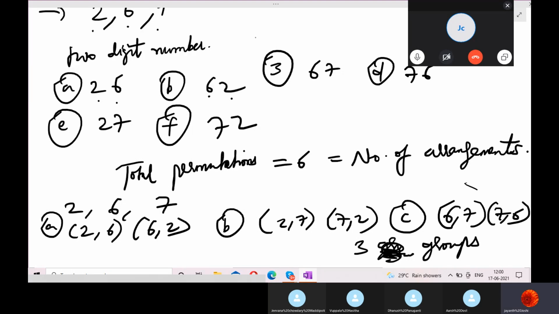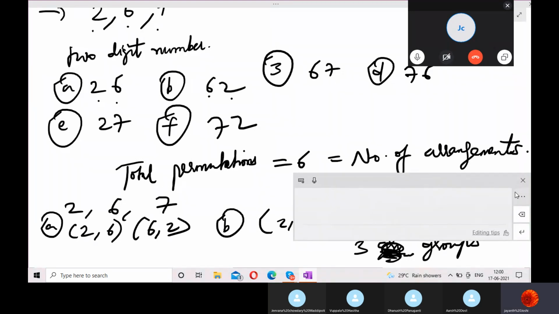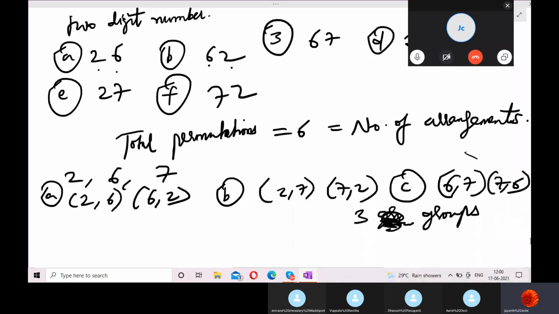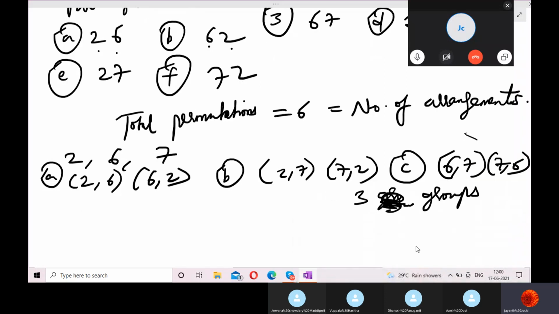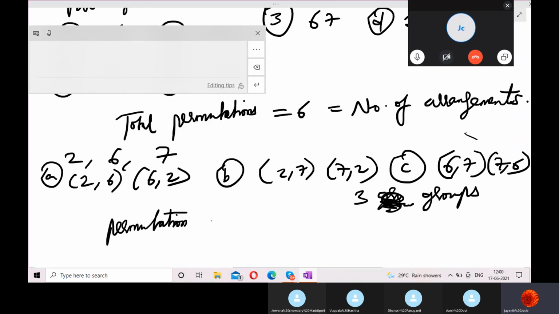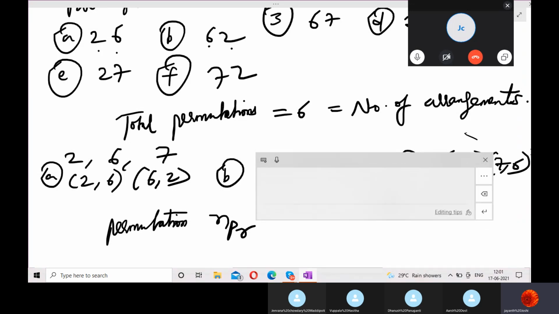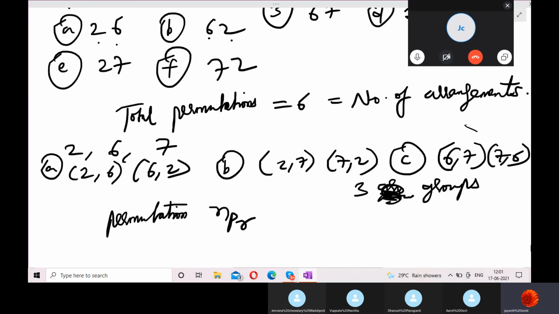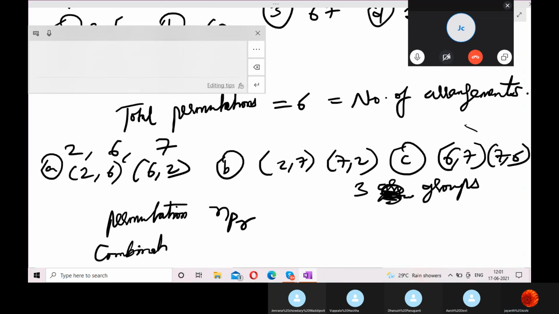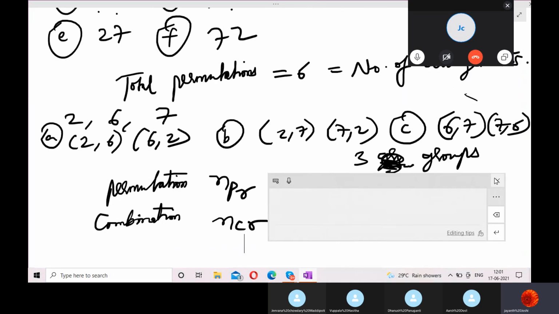So what is the formula for permutation and what is the formula for combination? All of you, I will write the formula and we'll try to prove this point. So the permutation formula is nPr. Okay, I will give you the explanation. Don't worry, I will give you the explanation and prove the point also. And the combination formula is nCr. And I will write those formulas here. All of you make a note of this.